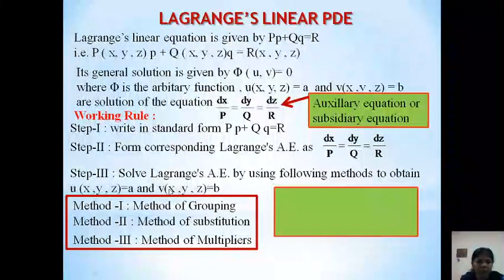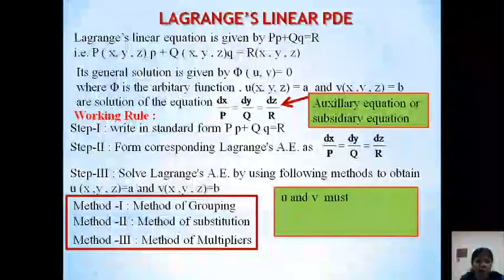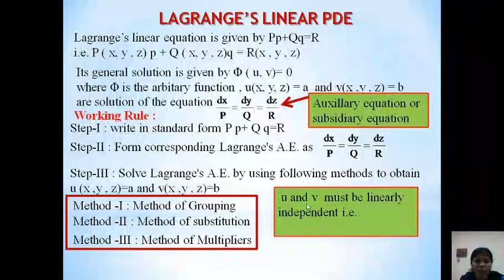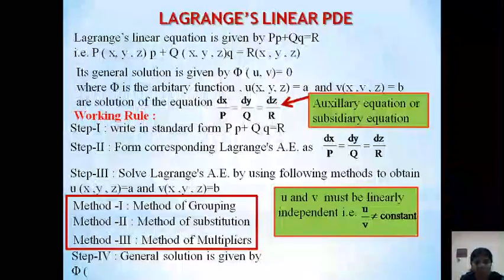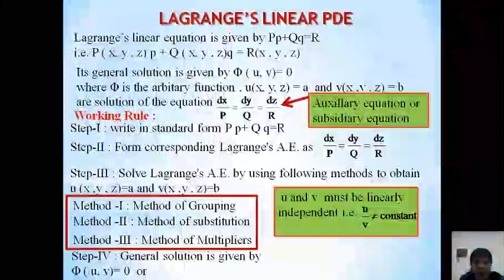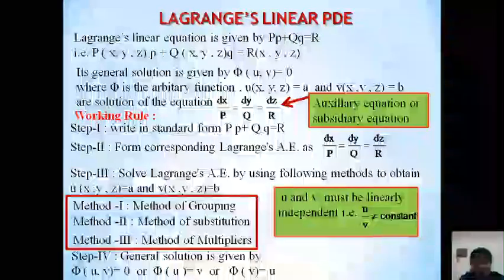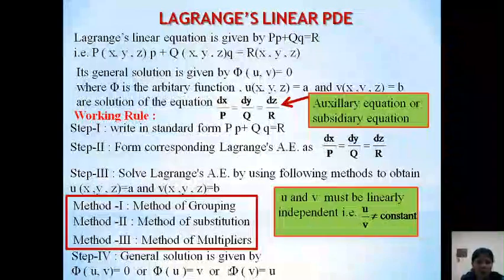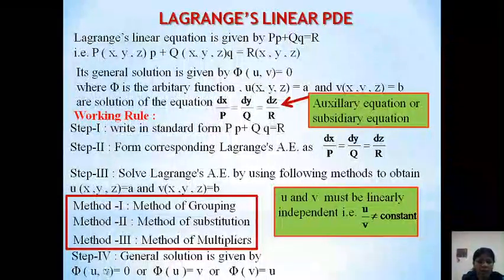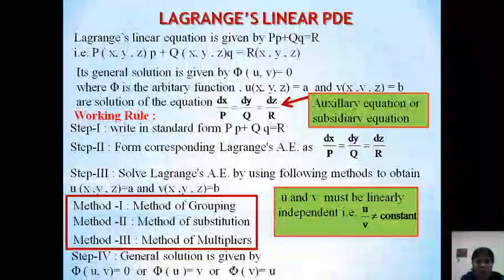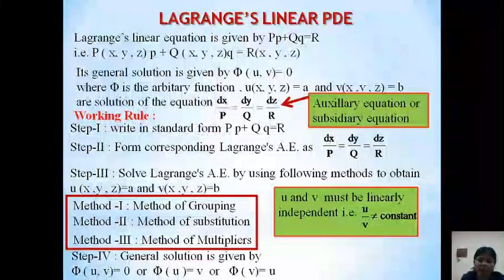By applying this method, you will get two independent solutions, u equal to a and v equal to b. Remember, u and v must be linearly independent, that is u by v must not be equal to a constant. Once we get u and v, we can write the general solution as phi of u, v equal to 0, or it is also written in other ways as phi of u equal to v, or phi of v equal to u. All these are nothing but equivalent forms, so you can write the solution in one of the three equivalent forms. I hope the working rule for Lagrange's linear partial differential equation is clear to you all.